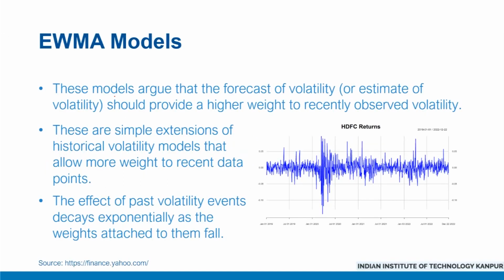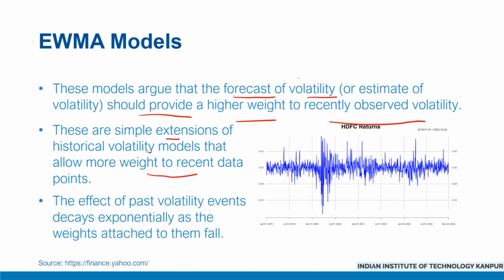To begin with, these models argue that the forecast or estimate of volatility should provide a higher weight to recently observed observations, while a lower weight to those observations that are much further in the past. These are simple extensions of historical volatility models that allow more weight to recent data. The effect of past volatility events decays exponentially as the weights attached to them fall.